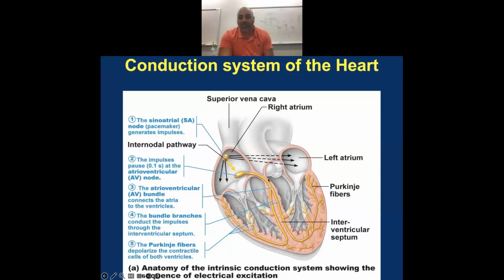All right. Here is the SA node, AV node, bundle of His, they also call them bundle branches, and then Purkinje. So as this is coming down, the ventricles will squeeze, and they squeeze bottom up to push as much blood as they can out. Okay.